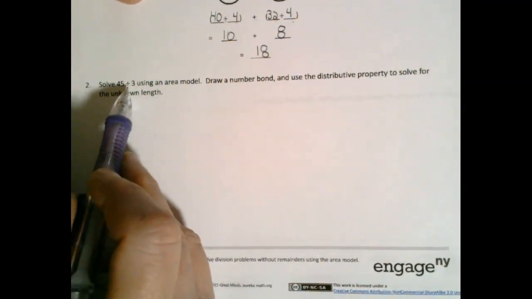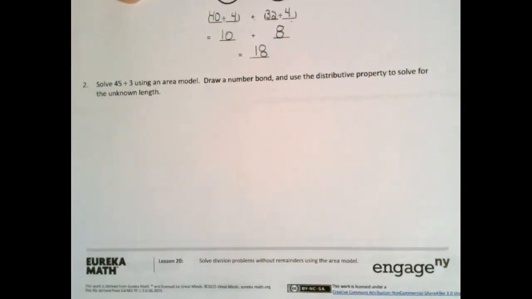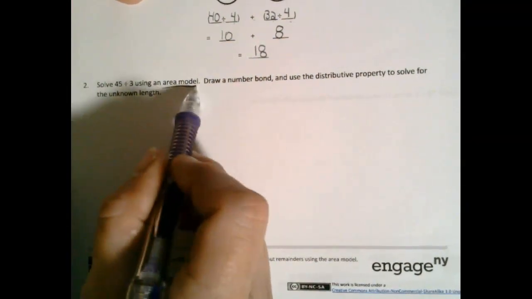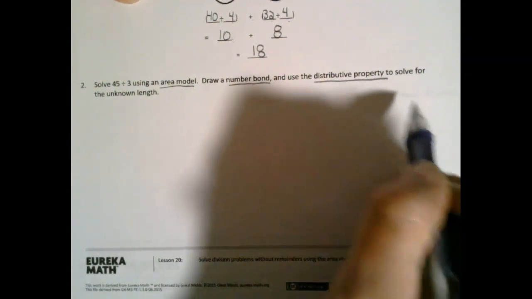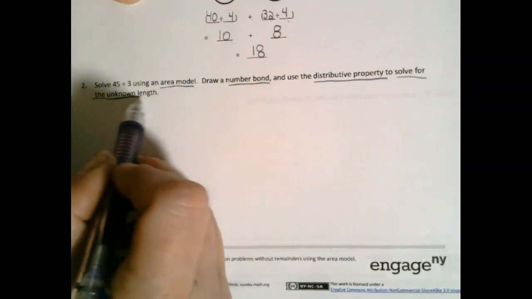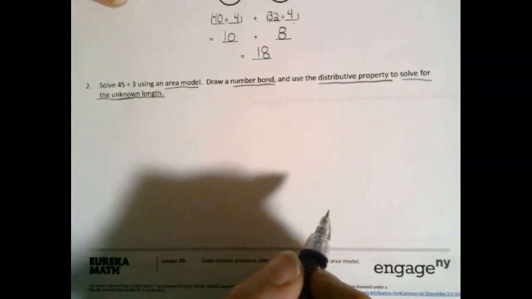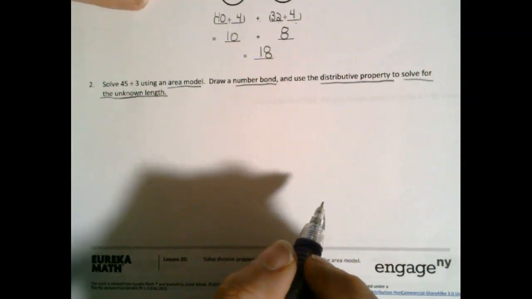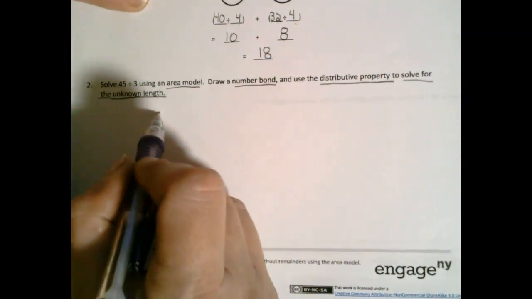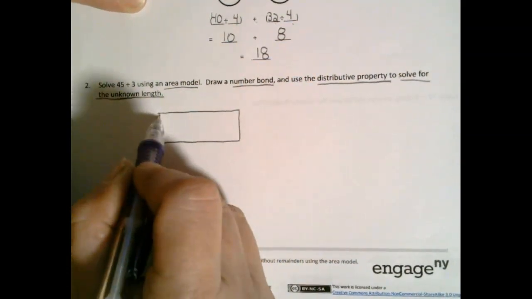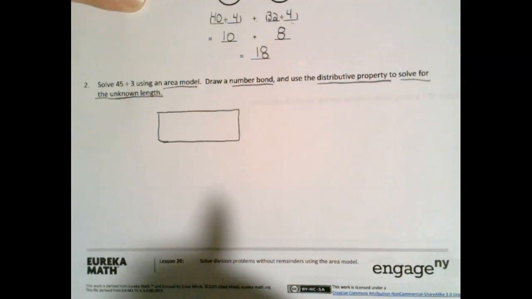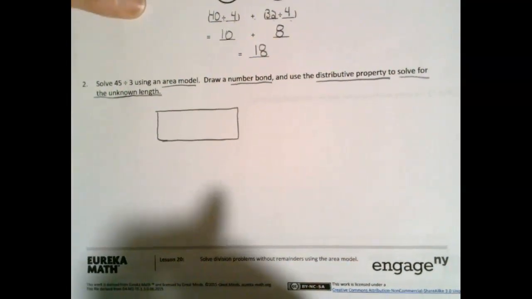Okay, so we are going to solve 45 divided by 3 using an area model. Then we're going to draw a number bond and use the distributive property to solve for the unknown length. So I know that I'm going to be using an area model, so I'm going to go ahead and draw my area model here. And my area model is going to show 45 divided by 3.